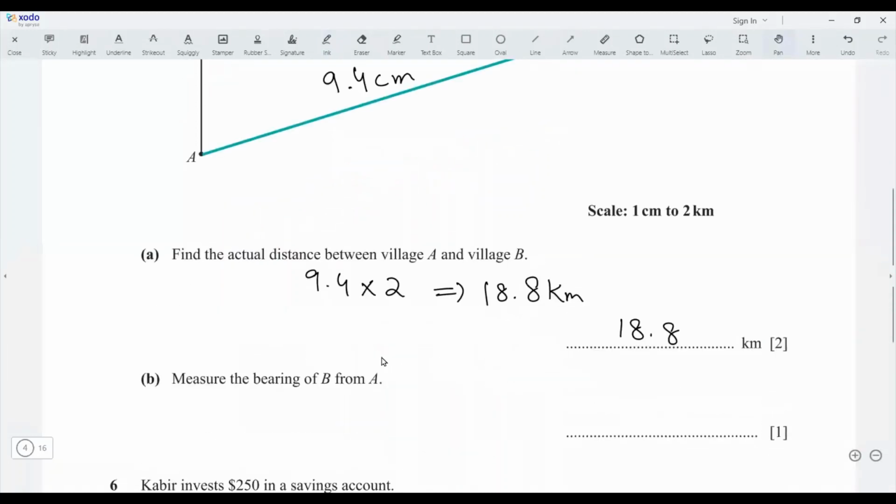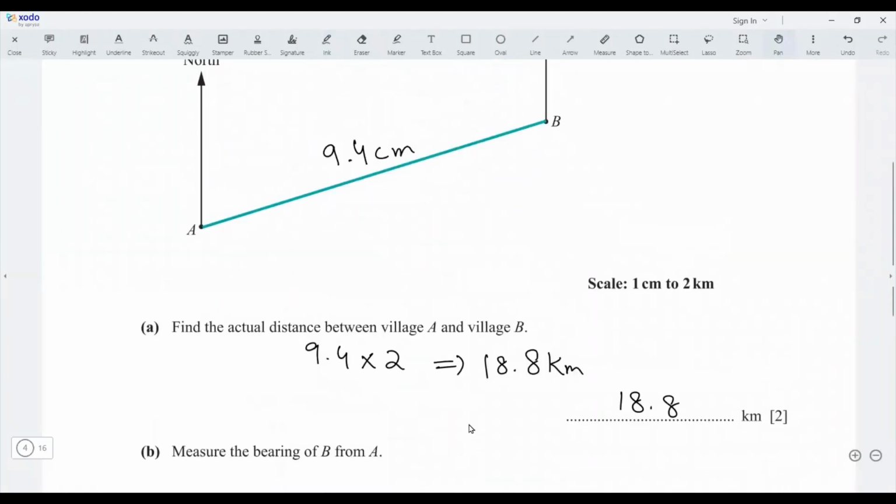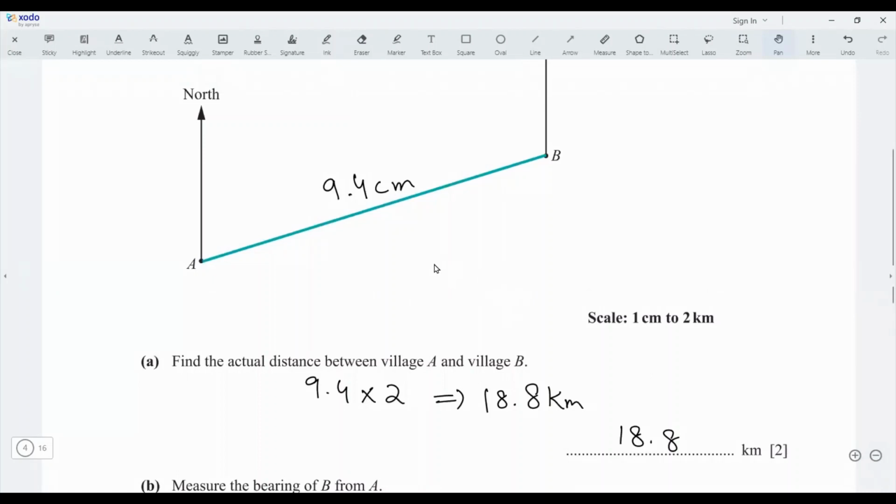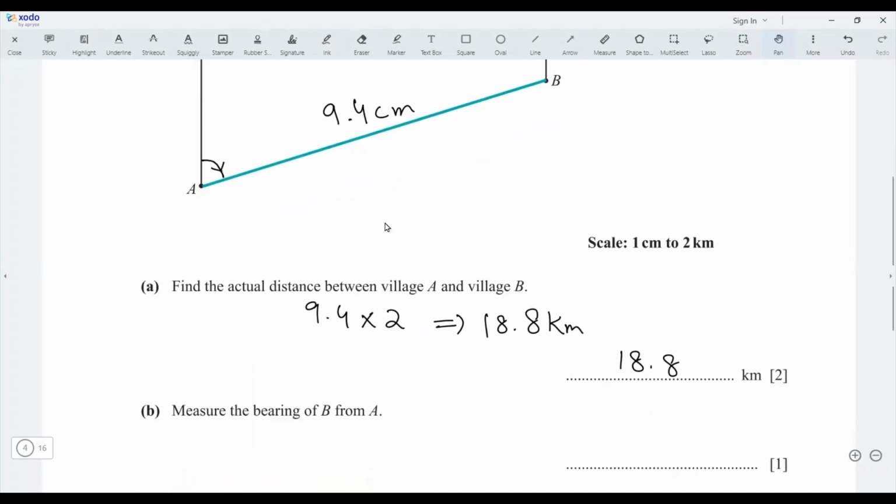What's to be done in the next part? We have to find the bearing of B from A. The bearing of B from A means we have to start from the north of A and move clockwise until we reach the point where B is lying. You can measure this with a protractor, and the answer must be between 71 degrees and 75 degrees. So you can write any of those answers. You can measure, it will be 72 something.